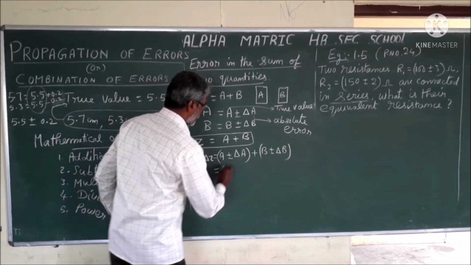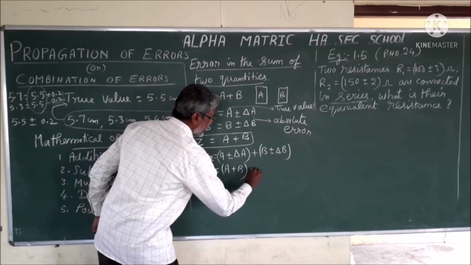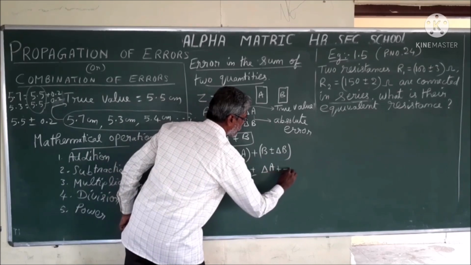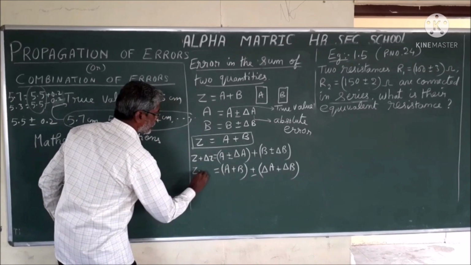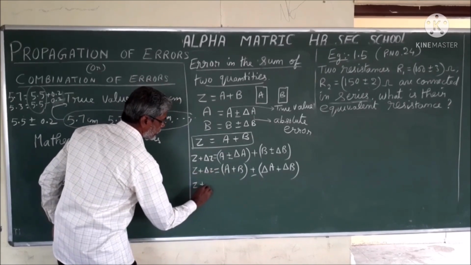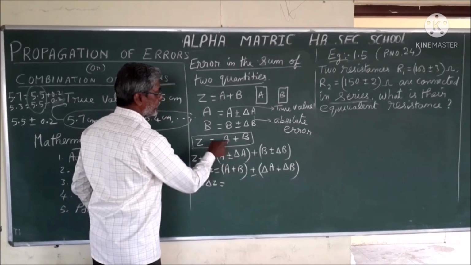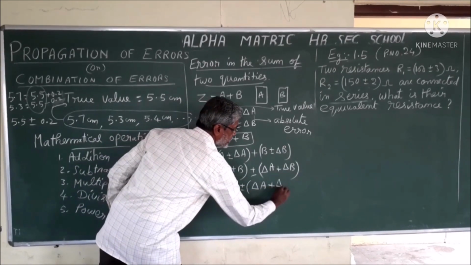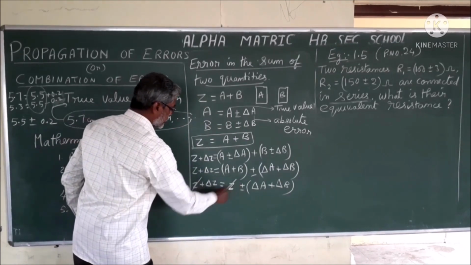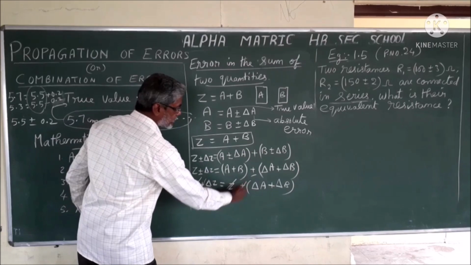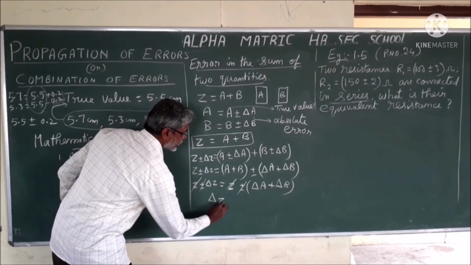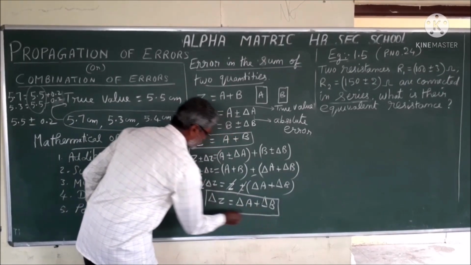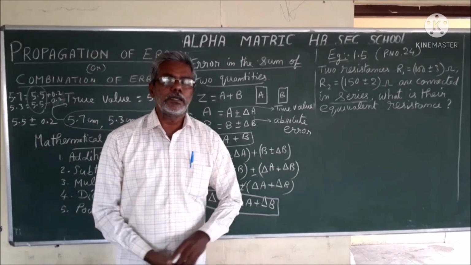Now we will add the two values together, plus or minus, and add all the absolute errors, delta A plus delta B. This is equal to Z plus delta Z. So Z plus delta Z is equal to A plus B, which is nothing but Z plus or minus delta A plus delta B. Z cancels here also. This plus or minus will be cancelled. So delta Z is equal to delta A plus delta B. Delta Z is equal to delta A plus delta B.